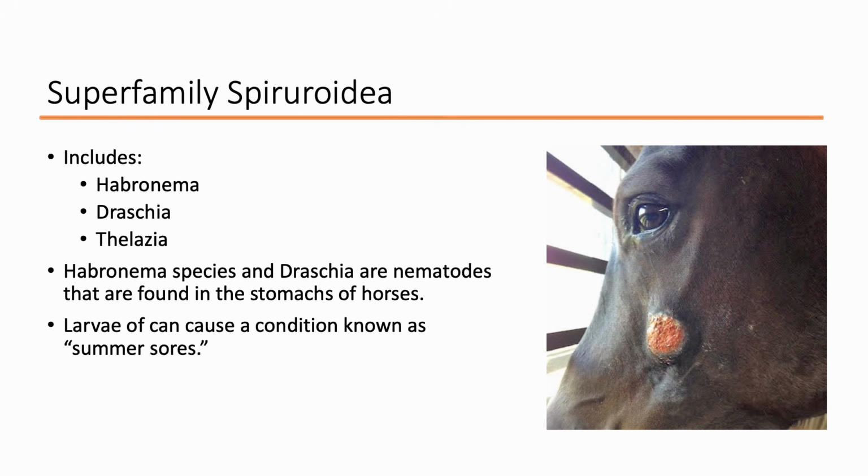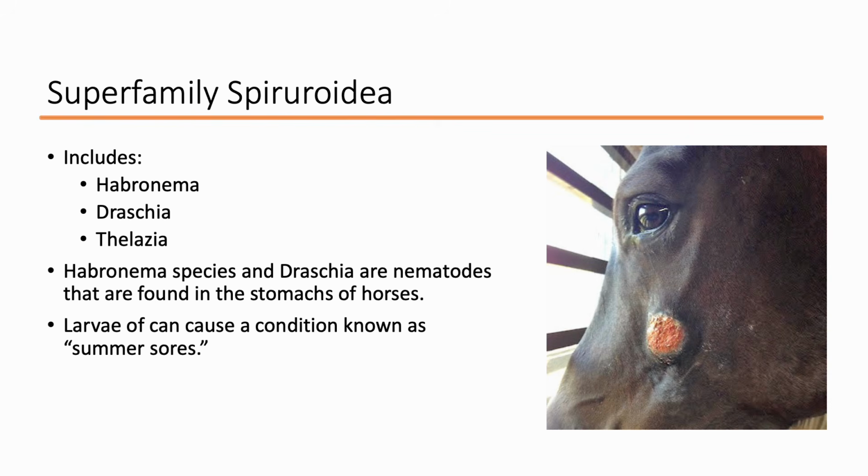The next nematode superfamily is Spiroidea, and this superfamily includes Habronema, Drachia, and Thelazia. Habronema species and Drachia are nematodes found in the stomachs of horses, and they can cause summer sores. Summer sores are a skin infection caused by the larvae of these Habronema or Drachia when a fly deposits the larva into an open wound.